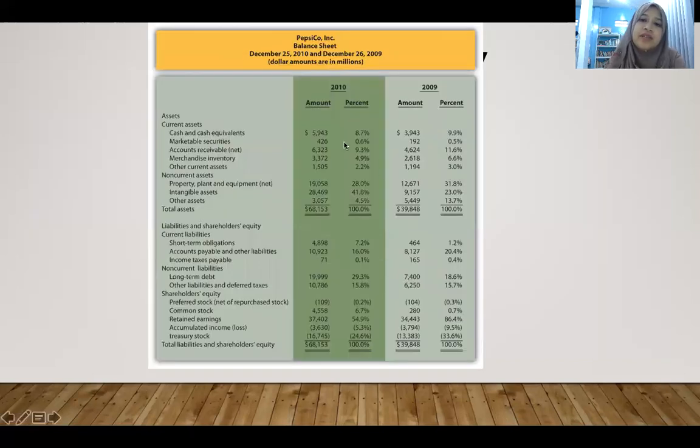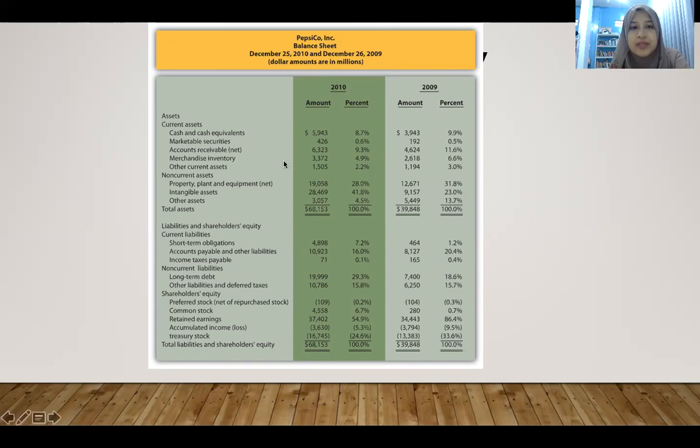Okay, the same thing that we can do for the balance sheet. We take the total assets as the base figure, which gives the 100% amount for total assets or total liabilities and equities. And all other items will be calculated based on this base figure of total assets. So the same calculation.